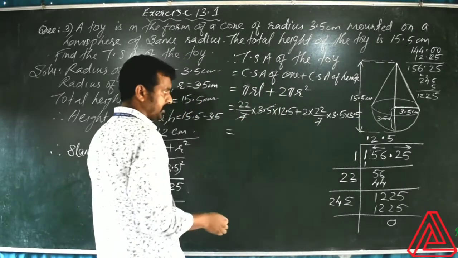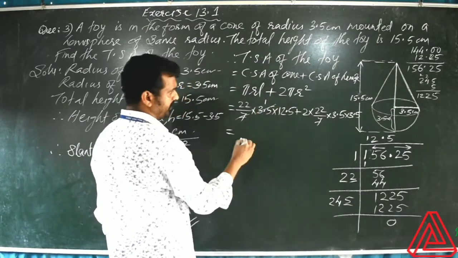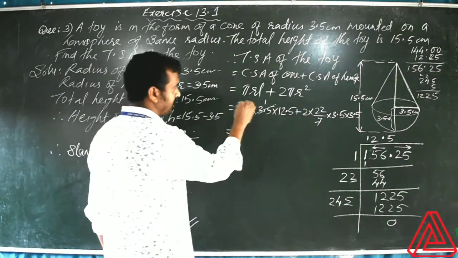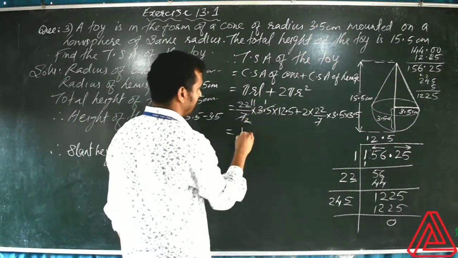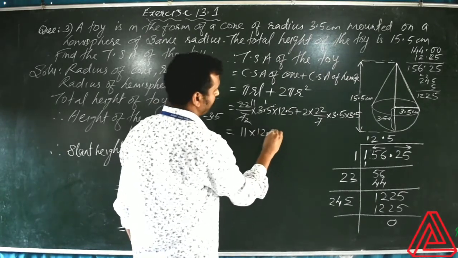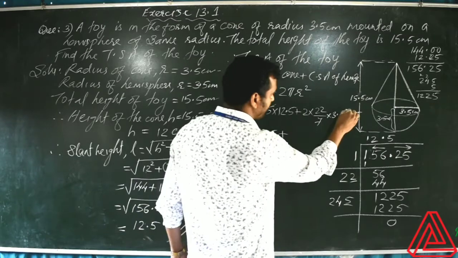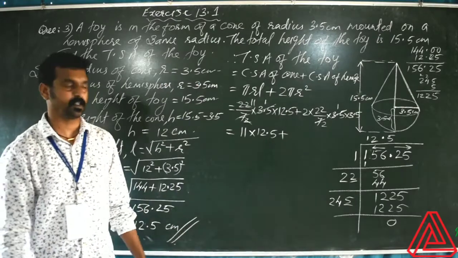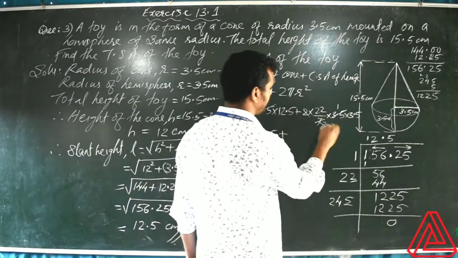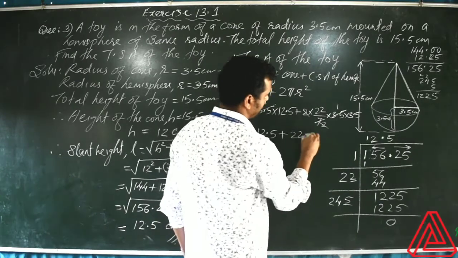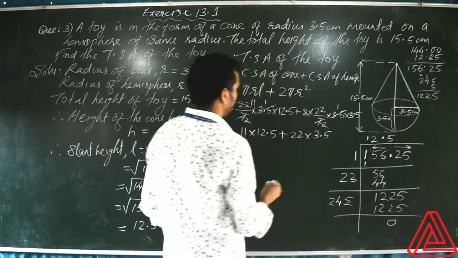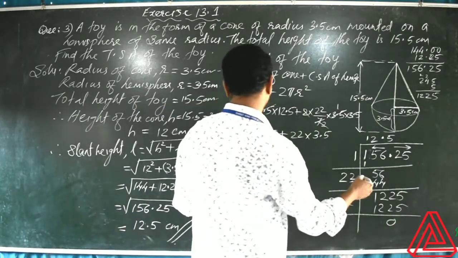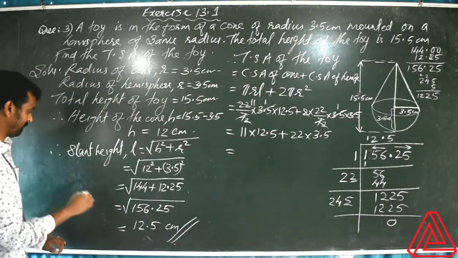Then 3.5 divided by 7 we can cancel. 3.5 into 1, 3.5. 3.5 into 2, it will come 7. 22 divided by 2, 11. So 11 into 1, 11 into 12.5, plus here 3.5 twos are 7. 2 we can cancel. 22 into 1, 22 into 3.5. Now that is equal to 11 into 12.5. Multiply that. 11 into 12.5.